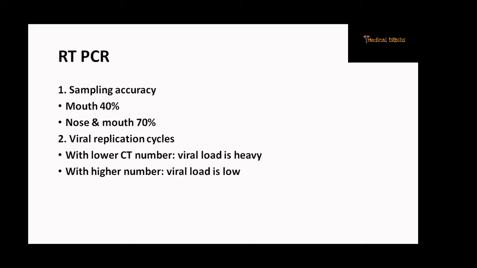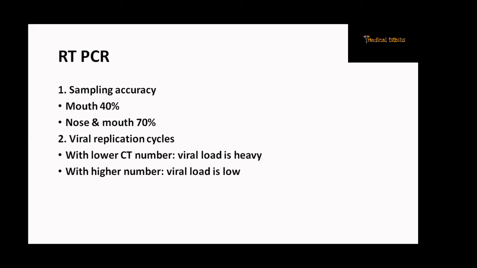A word about RT-PCR. Suppose I am having symptoms, and with the occurrence of symptoms, RT-PCR is the most important confirmatory test. The problem with RT-PCR is the method of sampling, because there is big fear psychosis, and that fear psychosis affects even medical professionals also. So the person who collects the sample is the most important person. If he takes only a mouth sample, an oropharyngeal sample, then the accuracy of RT-PCR is only 40%. If he collects a sample from nose and mouth, the accuracy is 70%.